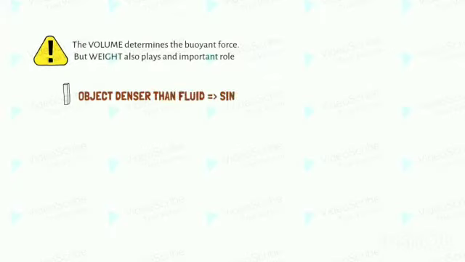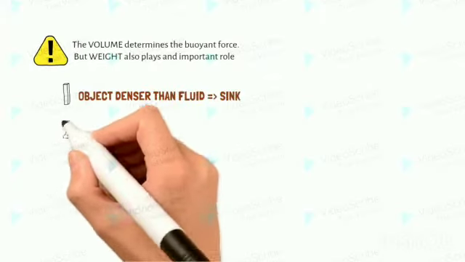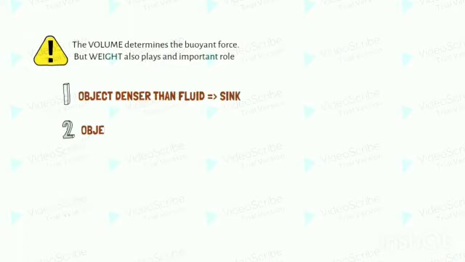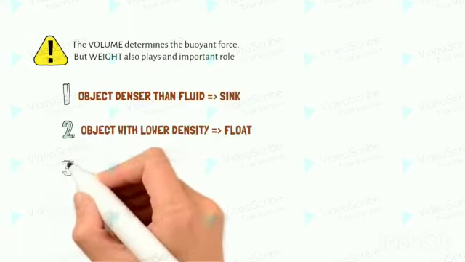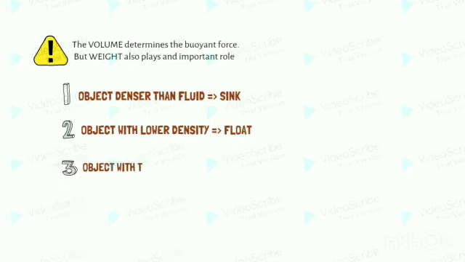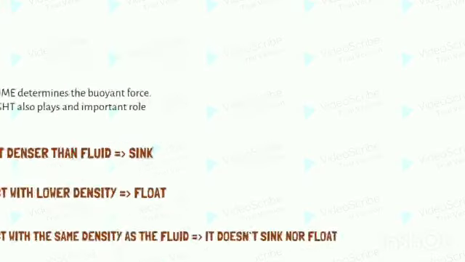If an object is denser than the fluid in which it is immersed, it will sink. If an object is less dense than the fluid in which it is immersed, it will float. And lastly, if an object has the same density as the fluid in which it is immersed, it will neither float or sink. And here we can see the formula for buoyancy.